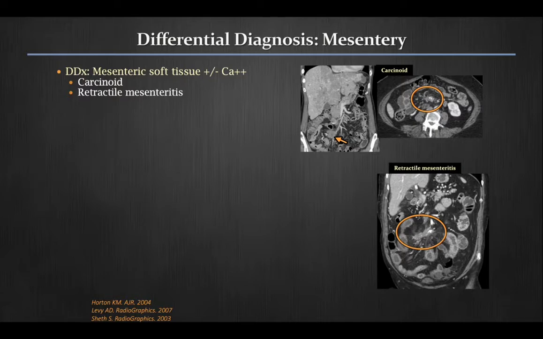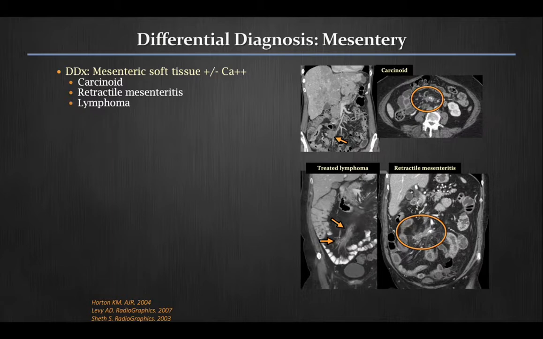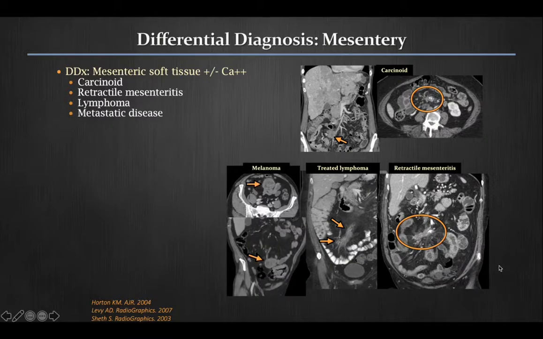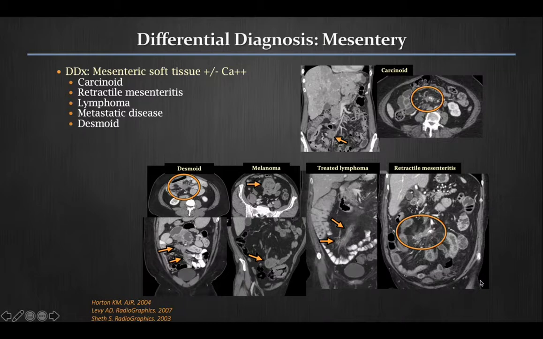Retractile mesenteritis is the fibrotic subtype of sclerosing mesenteritis, where you have calcified spiculated soft tissue in the mesentery. Lymphoma after treatment can calcify when it changes from bulky lymphadenopathy to more ill-defined soft tissue thickening. In metastatic disease, you may see a variety of soft tissue masses or tumors involving many different locations, such as this case of melanoma. Desmoid tumors can have a variable appearance as well, either infiltrative or spiculated soft tissue masses, or well-defined rounded soft tissue masses.